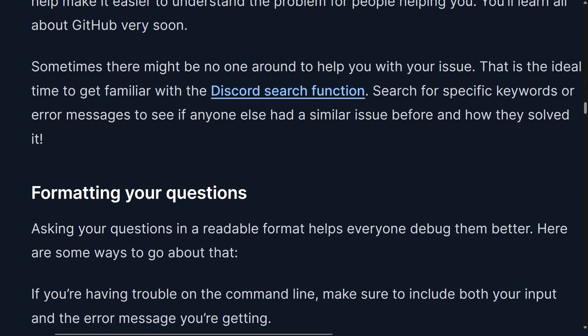Sometimes there might be no one around to help you with your issue. This is the ideal time to get familiar with the Discord search function. Search for specific keywords or error messages to see if anyone else had a similar issue before and how they solved it.